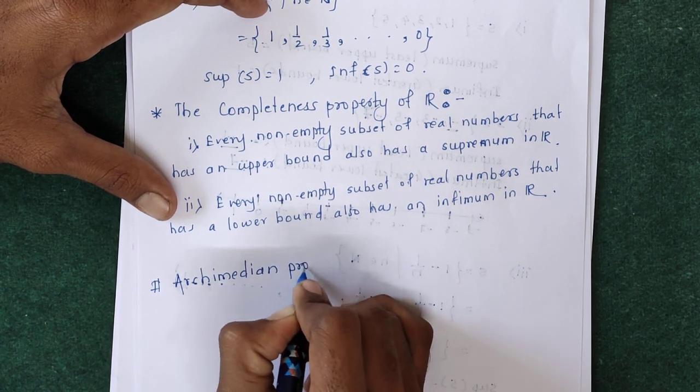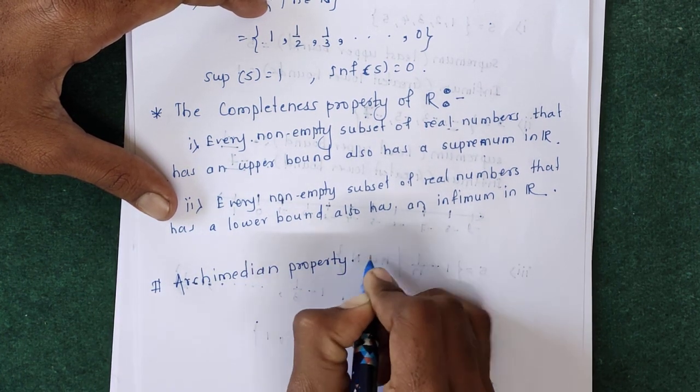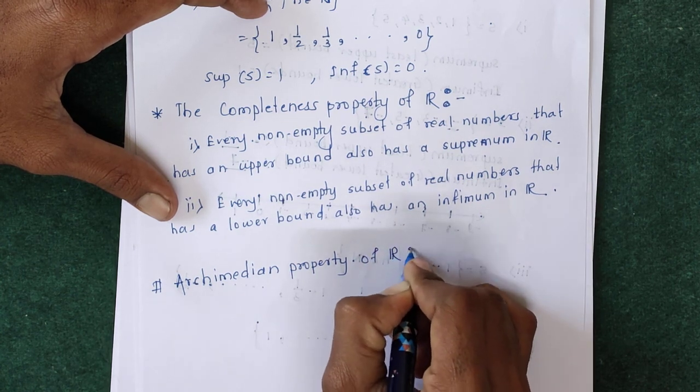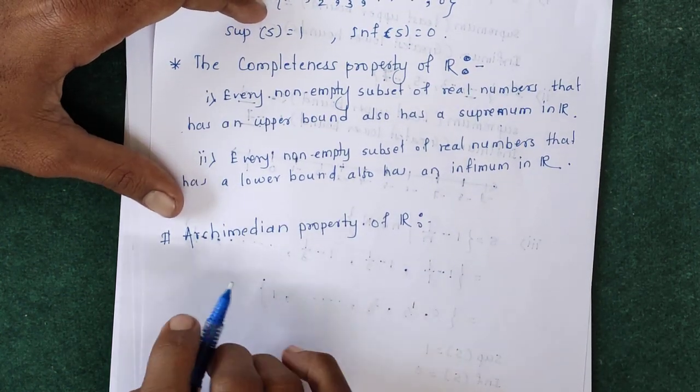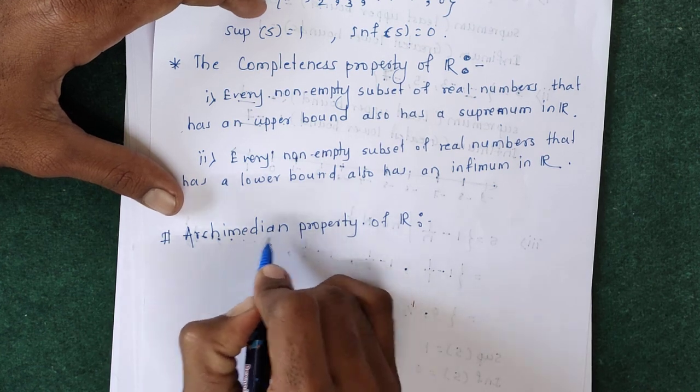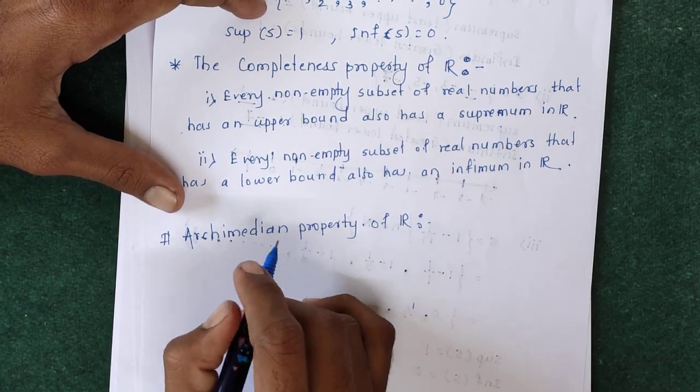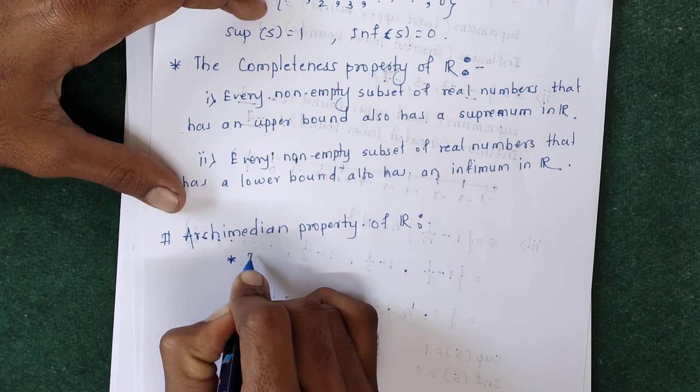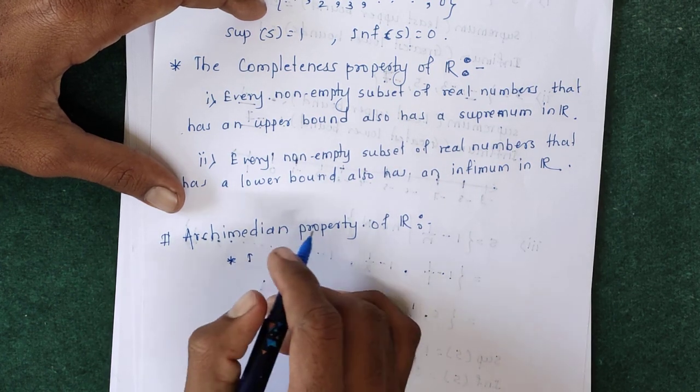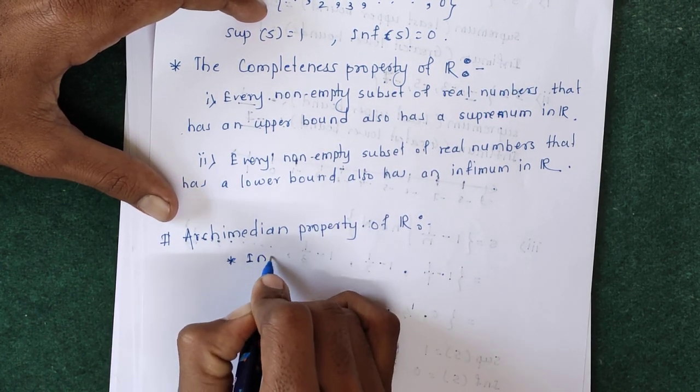Archimedean property of R. This is the important property, the Archimedean property of R. To start the Archimedean property, before that we will take one subtopic which is useful in this Archimedean property, the inductive property of N.